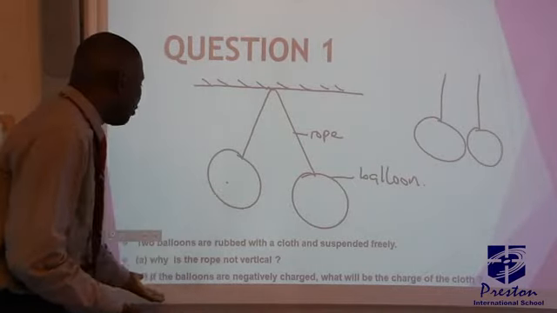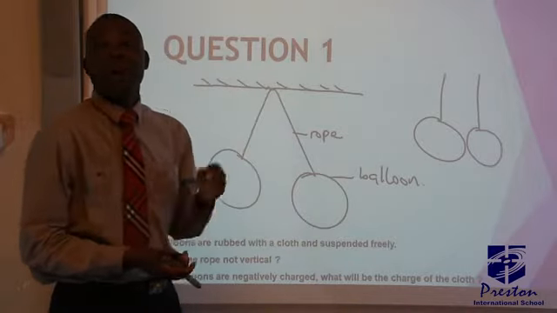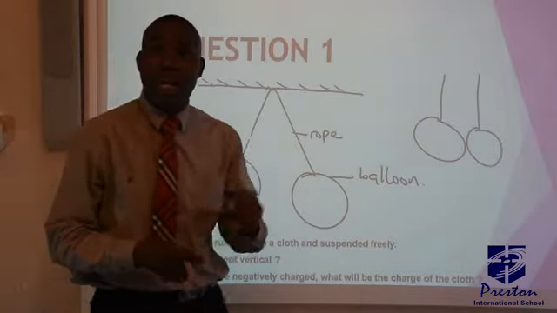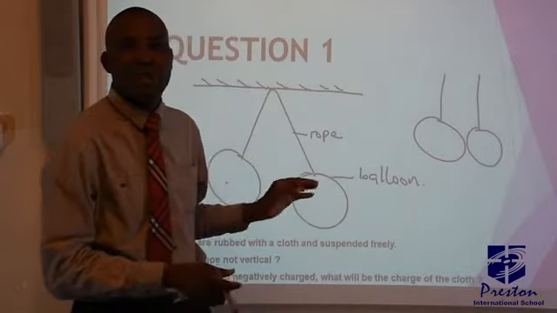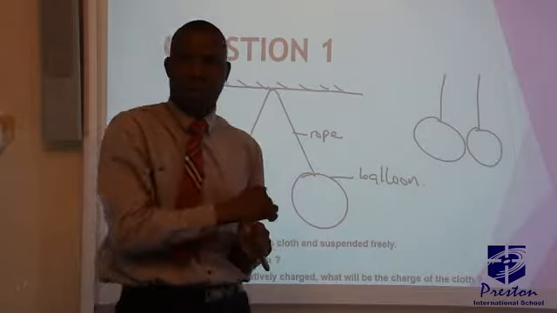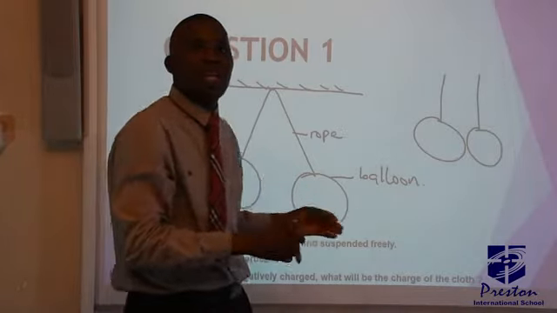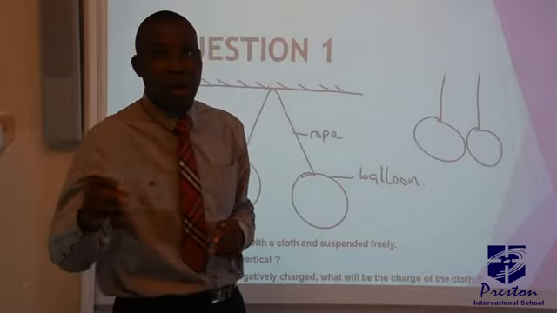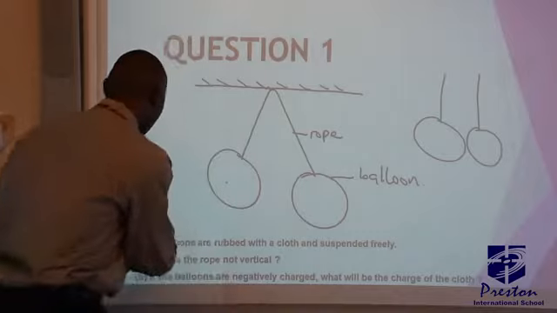The second question, if the balloons are negatively charged, what will be the charge of the cloth? If the balloons are negatively charged, it means that the cloth that rubbed this balloon will be positively charged. Why? For the balloon to become negatively charged, it must have taken electrons from the cloth. Now, because the balloon has more electrons than protons, it becomes negatively charged. Now, the cloth loses electrons. Because it has more protons than electrons, it becomes positively charged.